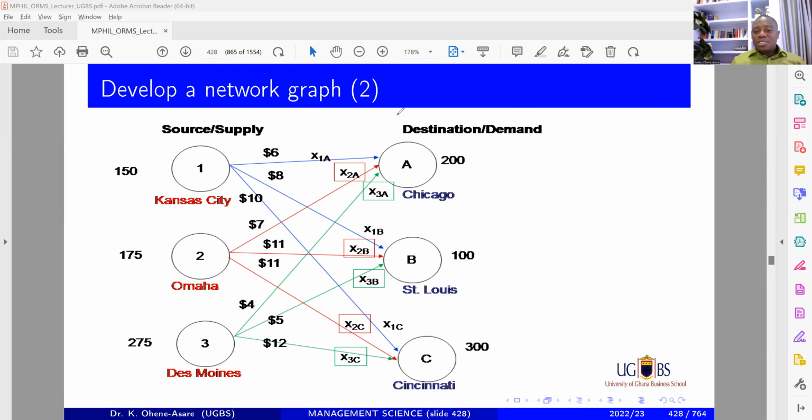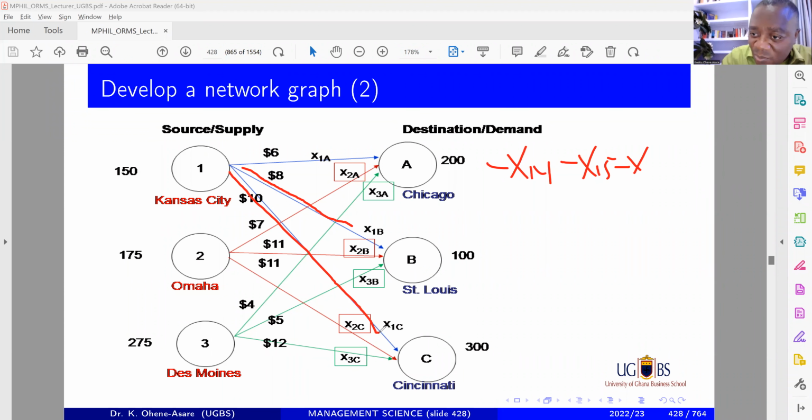Okay, so because they are leaving, you have to bring the minus. So look at the number 1 here. What is leaving? X1A is leaving, but we call it X14. So your first constraint is going to be minus X14. The next thing leaving is X15, so you write minus X15. The next one that is leaving it is X16, so you write minus X16. Then you make it equal to.